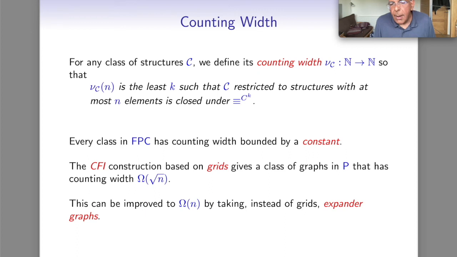You can actually improve this lower bound to omega n, whereby instead of grids taking graphs such as expander graphs, which are sort of highly connected but with a small number of vertices. So in effect, they have a linear lower bound on the TreeWidth, and the rest of the argument just goes through. I used the grids simply to give you an explicit construction of a class of graphs.